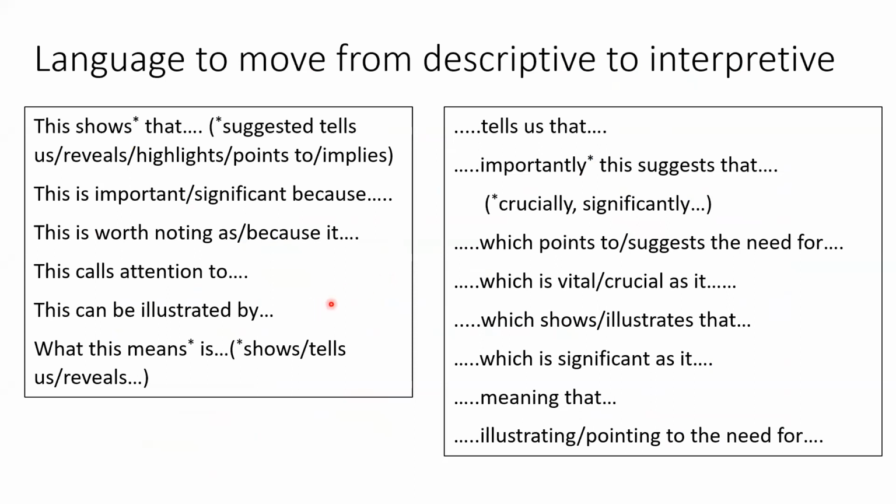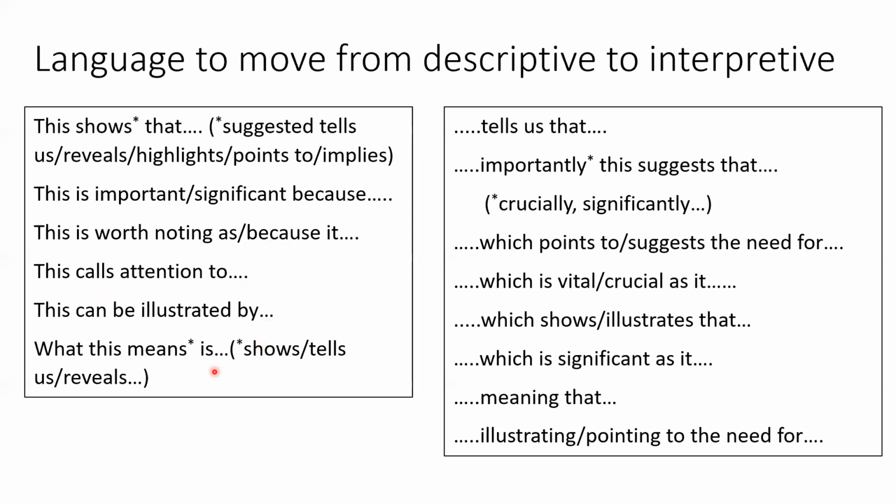literature review, right? For literature review, you can use these phrases abundantly, very often, right? This shows that. This is the descriptive, right? When you summarize the findings of others, use this shows that, and you highlight the points. This is important and significant because you just say that you are moving away from descriptive to interpretive, right? This is worth noting because now this word because is always trying to interpret what others have done. This calls attention to.